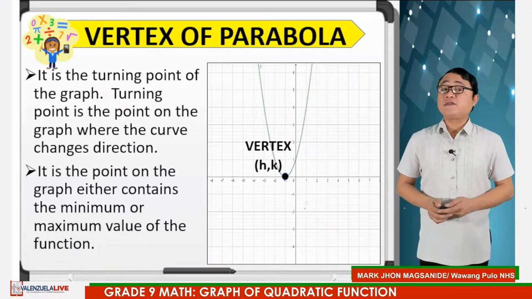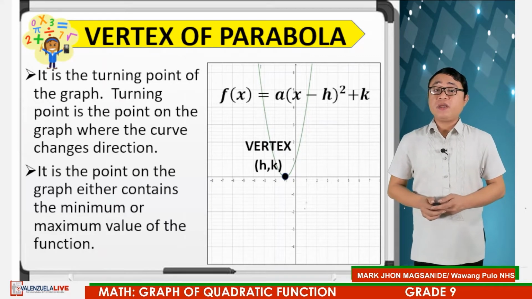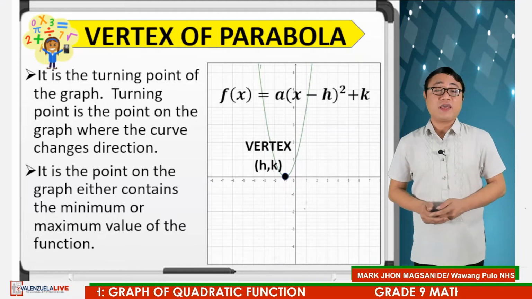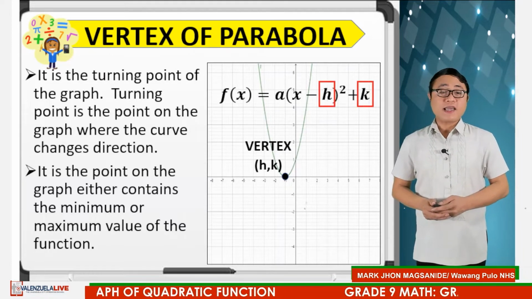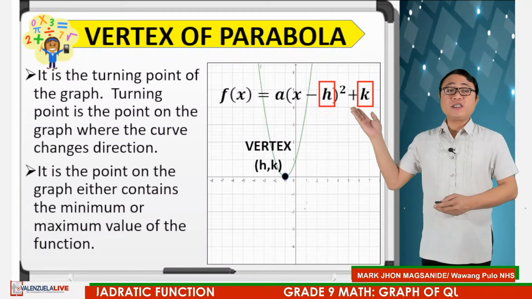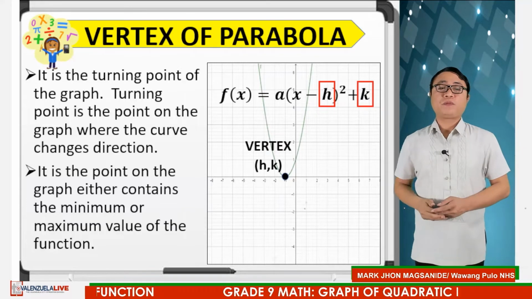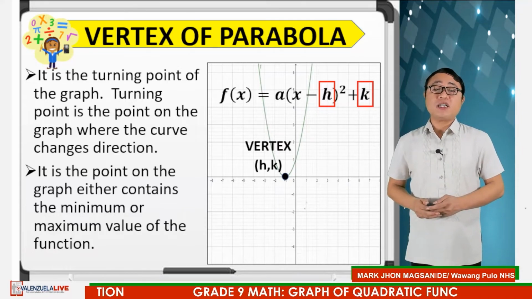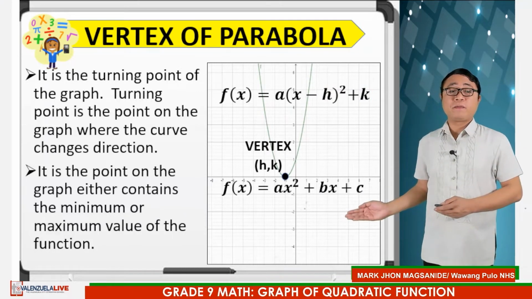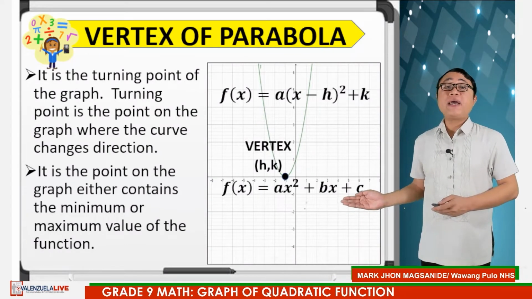In the vertex form of a quadratic function, the vertex can easily be determined without graphing it. The h and k will determine the vertex. That is why this form of quadratic function is called vertex form. If the quadratic function is in standard form, you can identify the coordinates of the vertex by this.